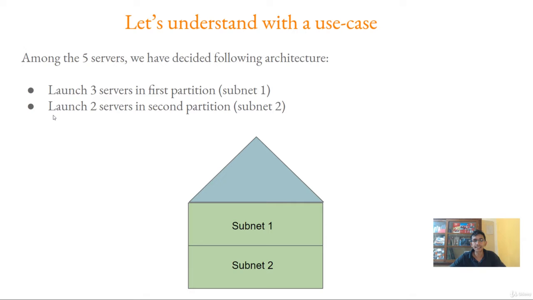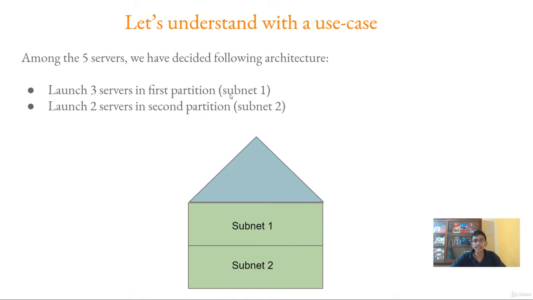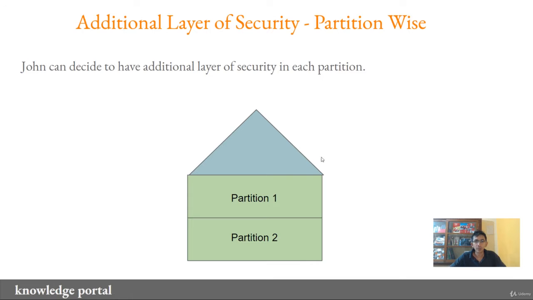And the architecture states launch 2 servers in the second partition. So 3 servers would be present in the first partition, 2 servers will be present within the second partition. So in AWS terminology, remember that these partitions are called subnets. Now when you have partitions, then you can add an additional layer of security at a partition level.